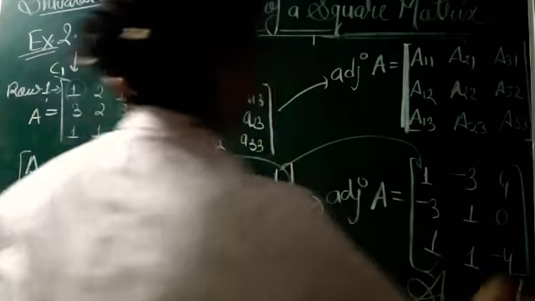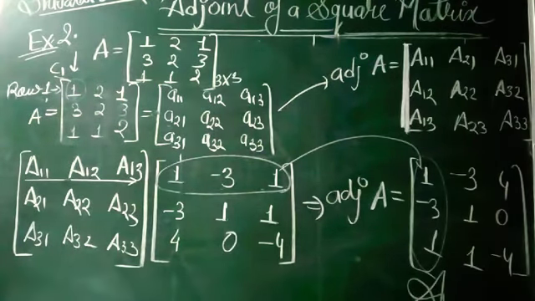It is our answer. Very easy to find adjoint of a square matrix. I hope you have understood. Please solve other questions, examples, and if you have any doubt, you ask me. After solving cofactor, we find first transpose of this matrix and we find adjoint of a square matrix.